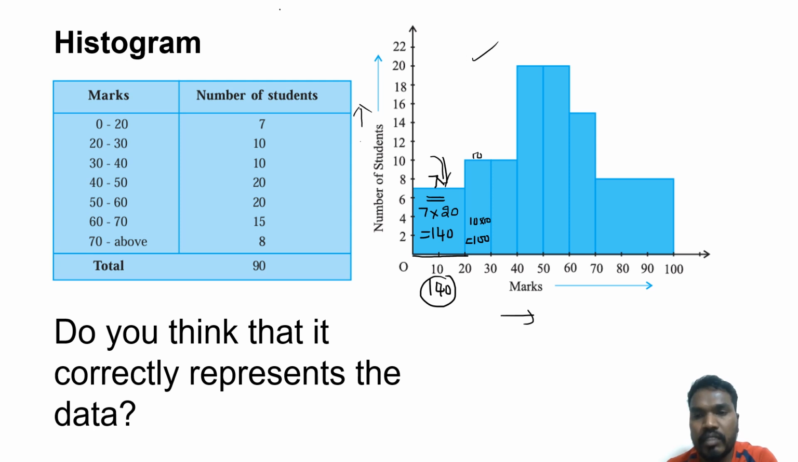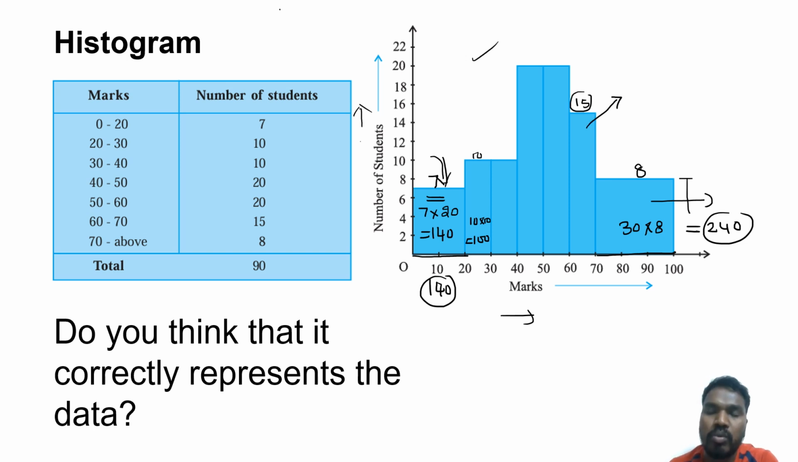Now let us take this one also. What is the breadth here? 30. And the length is 8, so the area is 240. The frequency here is 8, and the frequency here is 15. So this rectangle should have more area compared to this rectangle. But what is happening here? 15 into 10 is equal to 150.